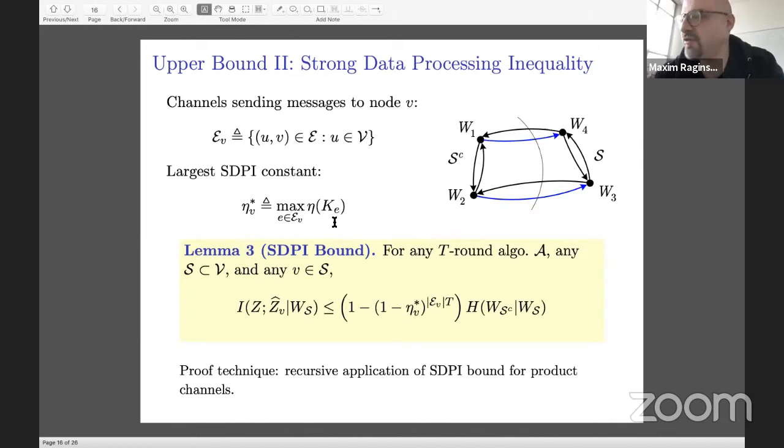Then a simple application of the previous lemma, essentially the chain rule and related things recursively, gives us the following bound. If we have a T-round algorithm, any subset of nodes S, and any node V in that set S, then the conditional mutual information between the value of the function and the node's estimate, given all the inputs in set S, is upper bounded by a quantity that involves this least noisy channel sending information to node V, raised to the number of edges that impinge on V times the number of rounds, times this conditional entropy. This is the uncertainty about the remaining inputs of the function, given that all the inputs in S have been shared.